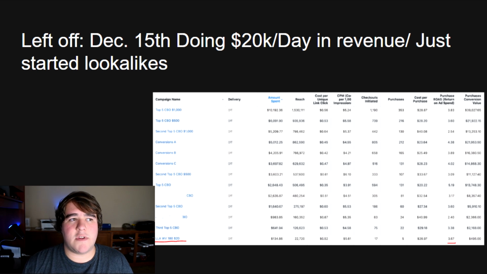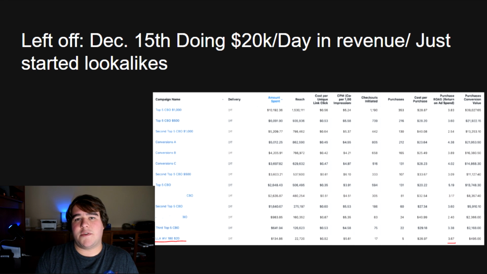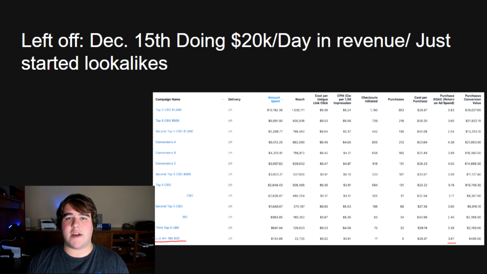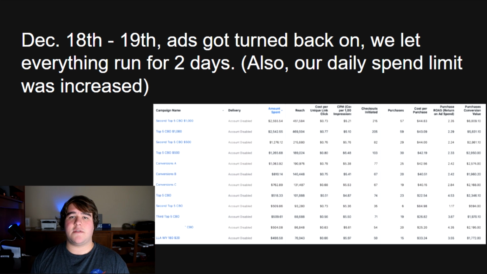Usually when this happens, when your ad account gets disabled and you have a big base of campaigns and ad sets that are working, I like to let it run for 2 days without touching anything if you can afford to. I do that because it gives the ads time to re-optimize, and some of them will come back better, some of them will come back worse. In this case, pretty much everything came back worse. And it also messed up the tracking too.